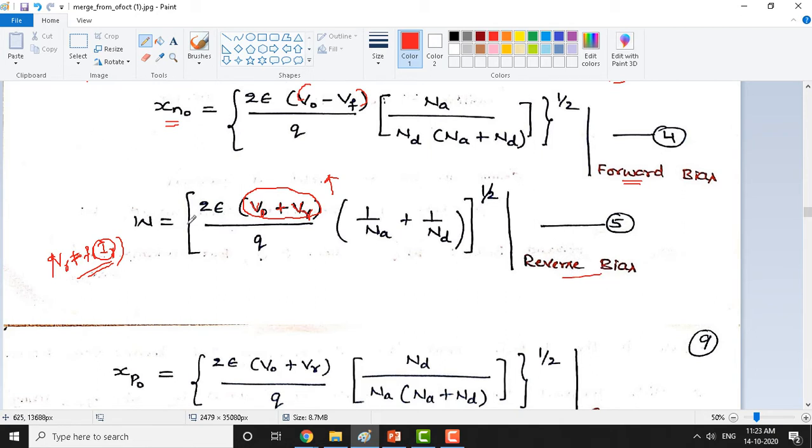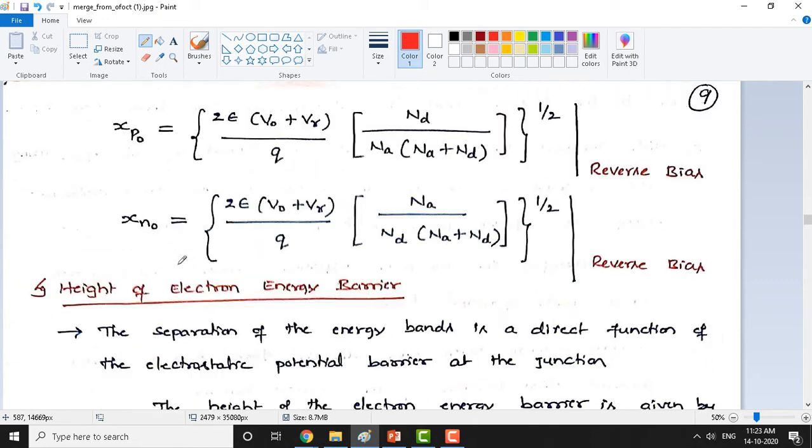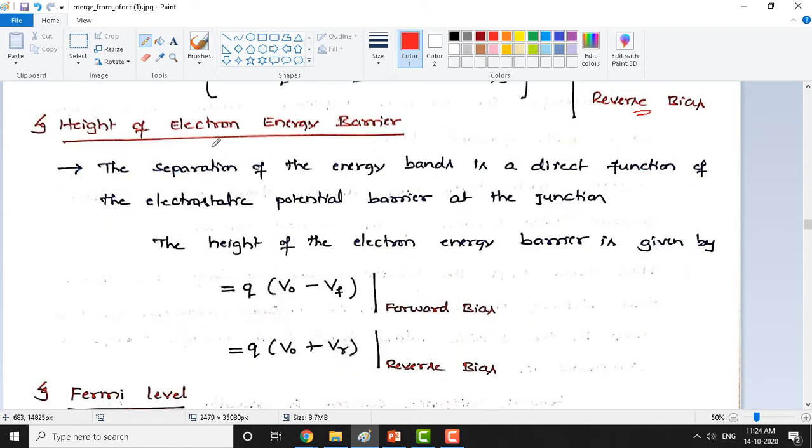We substitute here, so we get the depletion width for reverse bias. On similar lines, we can write the equation for xp naught as well as xn naught. Look at this xp naught equation; we have changed it to V naught plus VR, and the xn naught equation we have also changed to V naught plus VR. So these equations you also need to remember for reverse bias conditions. These equations are useful in solving problems. So mind it, make a list of all formulas related to this module 2 at the end of your notes. Now let us see the height of the electron energy barrier.